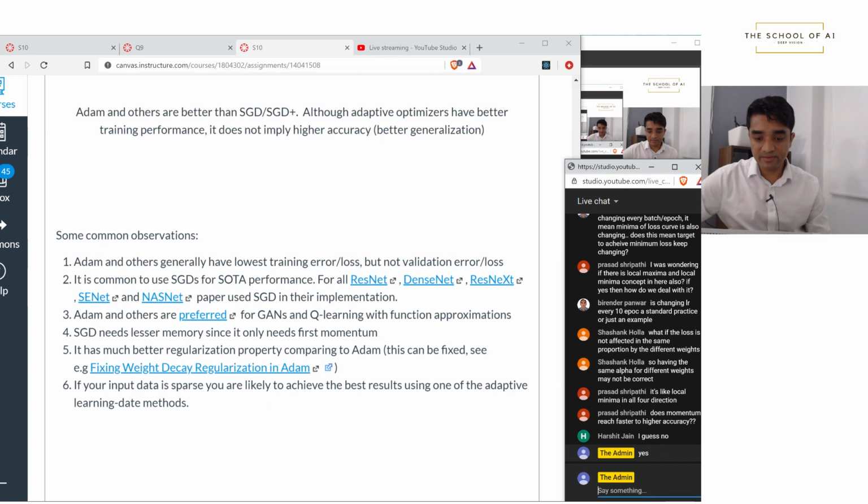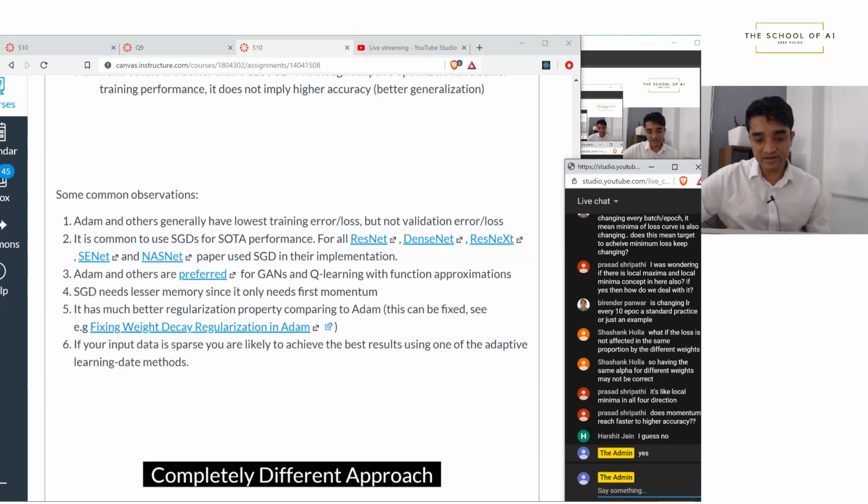Okay, Adam and others are preferred for GAN as well and Q learning. SGD needs much lesser memory since it only needs first momentum. It has much better regularization property compared to Adam. If you are interested, you can read this.